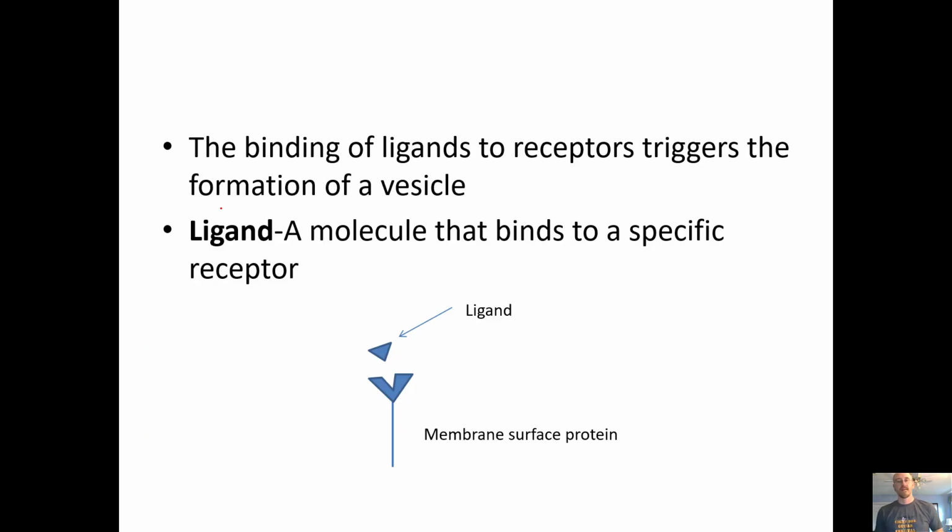So just to remind you, the binding of ligands to receptors triggers the formation of a vesicle. That's what happens in receptor-mediated endocytosis. And a ligand is a molecule that binds to a specific receptor. So if this is the receptor, this thing is the ligand, and it binds to the receptor and triggers endocytosis to take place. That's what receptor-mediated endocytosis is. That's why it's so specific, because it's triggered by only one kind of molecule, the kind that binds to that receptor.